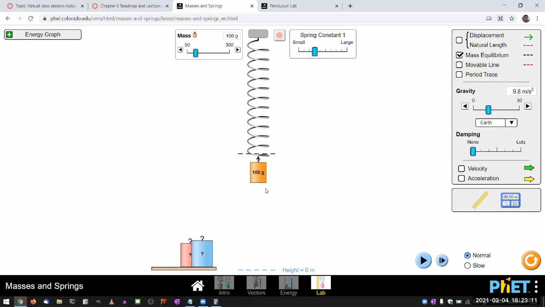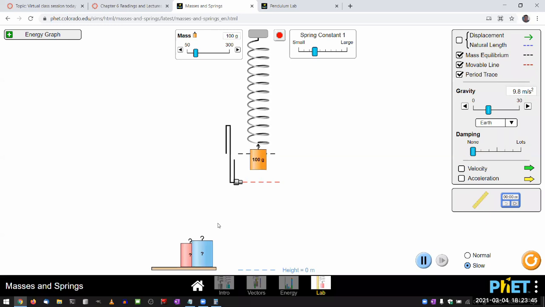So if I start off the mass from here, let me put a movable line here. The distance separation from here to here would be the amplitude. And as this oscillates, it's going to go about the same amount of distance above the equilibrium and then below. So if I let the simulation run, that's what that looks like. And I can do period trace to show what one period looks like in this setup.